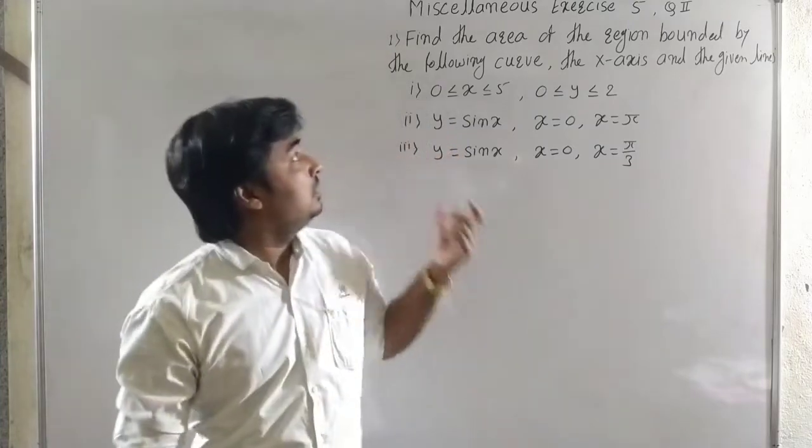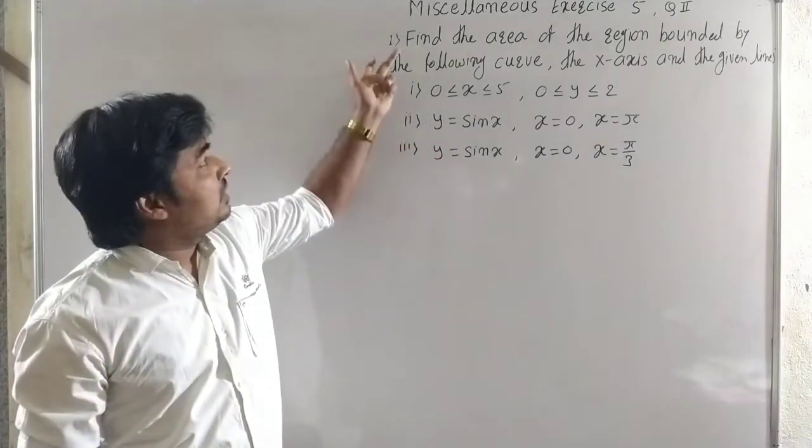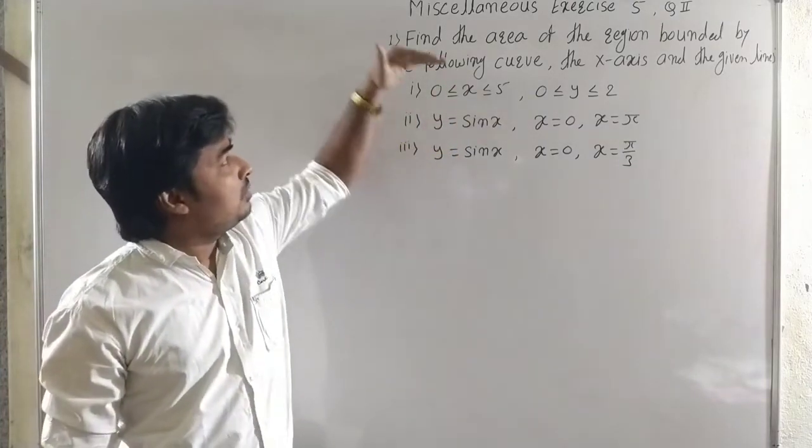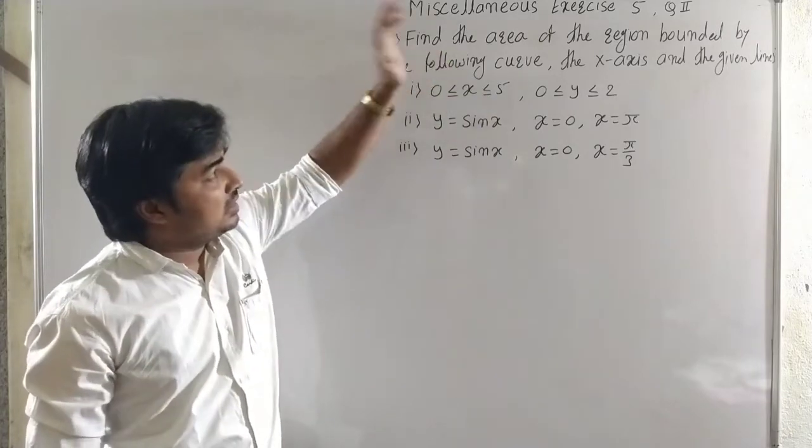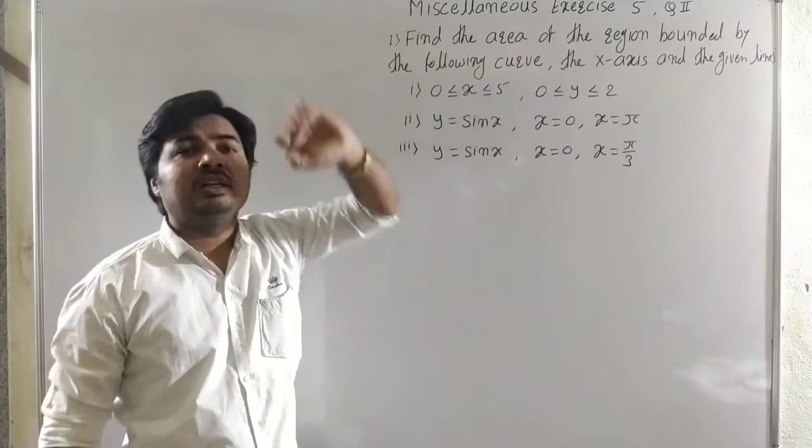Now, here the example: find the area of the region bounded by the following curve. There are three examples, with the x-axis and the given lines.